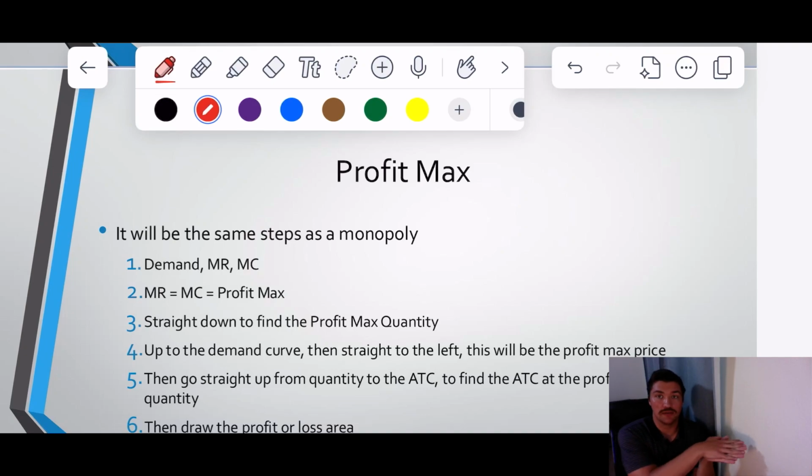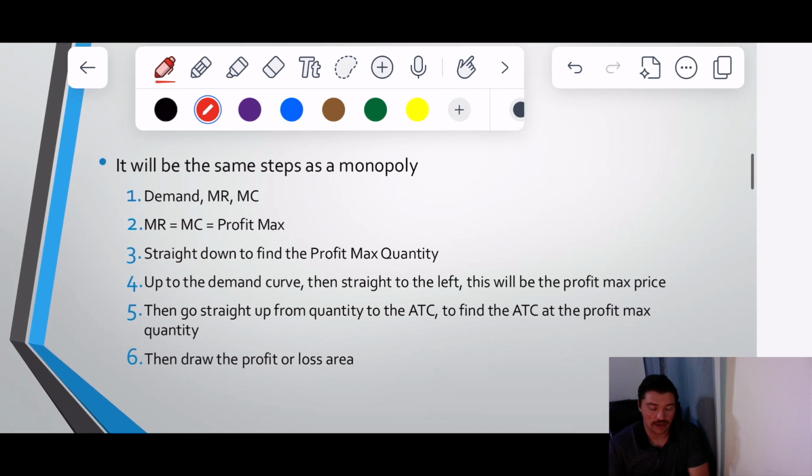Now let's talk about the graph and profit maximization for monopolistic competition. The great thing is that it's the same steps as a monopoly. We're still going to have a demand curve, a marginal revenue, and a marginal cost. We're going to find out where MR equals MC. That's always where you have profit maximization.